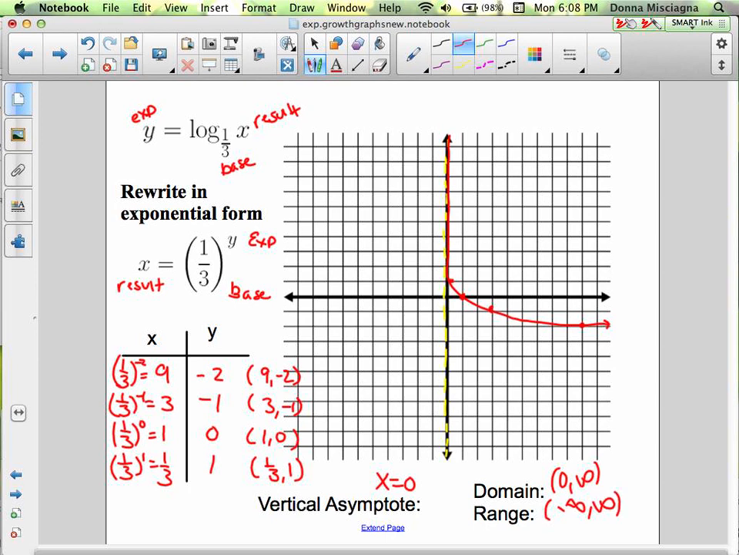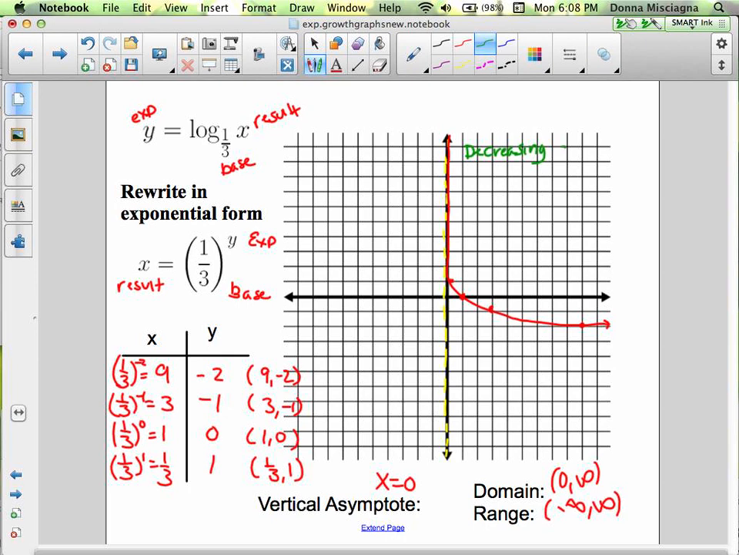All right, and let's do our increasing, decreasing, and our end behavior. In this case, we are decreasing everywhere. An easier way to think of this: if your base is greater than 1, you're going to be increasing from 0 to infinity. If your base is between 0 and 1, you're going to be decreasing from 0 to infinity.